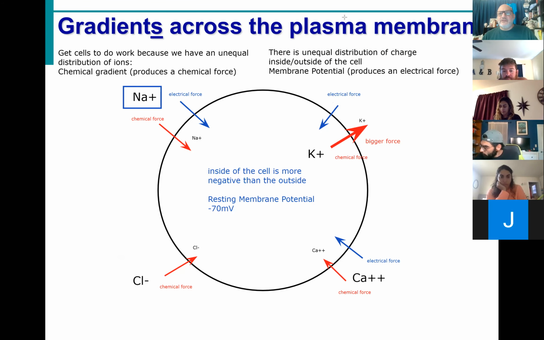Chloride also has an electrical force. And being a negative ion, which way does its electrical force want to drive it? Out. Yeah, it wants to drive it out. So again, two competing forces. And not surprisingly, which one do you think is bigger? Chemical. Chemical, yep. So when you open a chloride channel, basically what happens is chloride comes in.